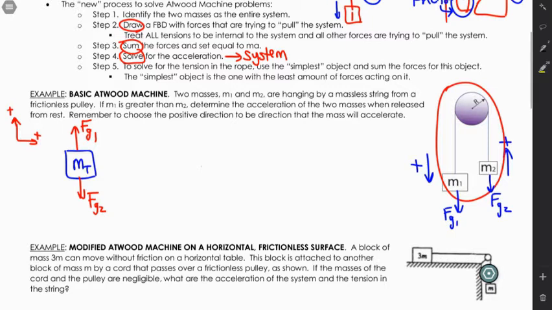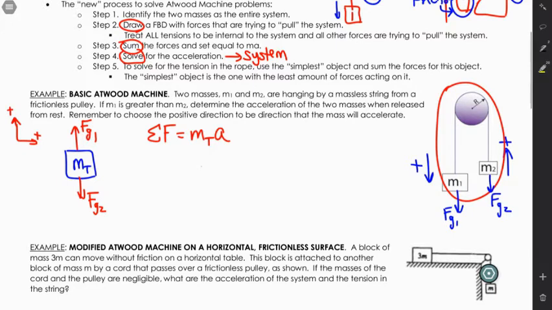So now we sum the forces. We drew our free body diagram, now let's sum the forces. The sum of the forces is equal to the total mass times the acceleration, because we're going to total the mass since we circled everything. That becomes our system. And what was the big red flag I told you about Atwood machines? Divide by total mass. You're going to divide by total mass to find the acceleration. There it is right there.